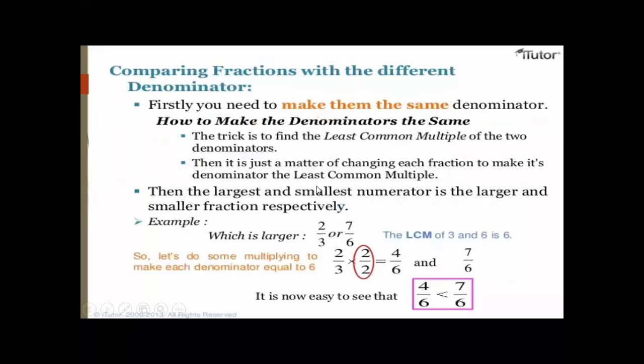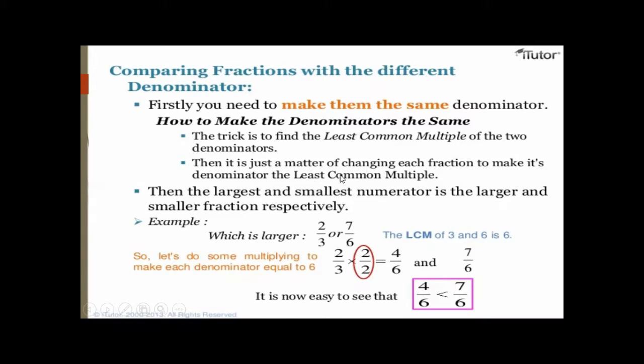Comparing fractions with different denominators. Okay, when we have different denominators, what to do now? First, you need to make them the same denominator. In all cases of different denominators, first we will make them the same. How? The trick is to find the least common multiple, LCM, of the two denominators. Then it is just a matter of changing each fraction to make its denominator the least common multiple.